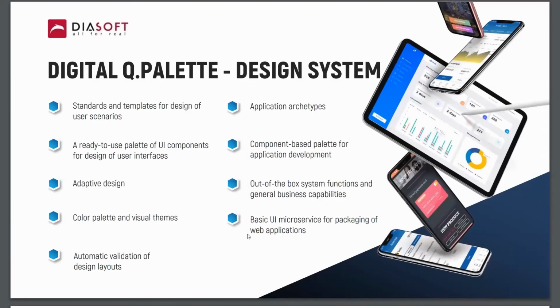Digital Q.Palette provides tools for design of ready applications. These are standards and templates for design of user scenarios, UI, and UX. Another tool is a palette of design components, which is provided as a Figma library. A designer enables this library and starts designing interfaces in accordance with the approved design system, which determines the color palette and the available visual themes. During the design process, the developer can verify the creative design using special tools for validation of Figma layouts for compliance with the approved design system.